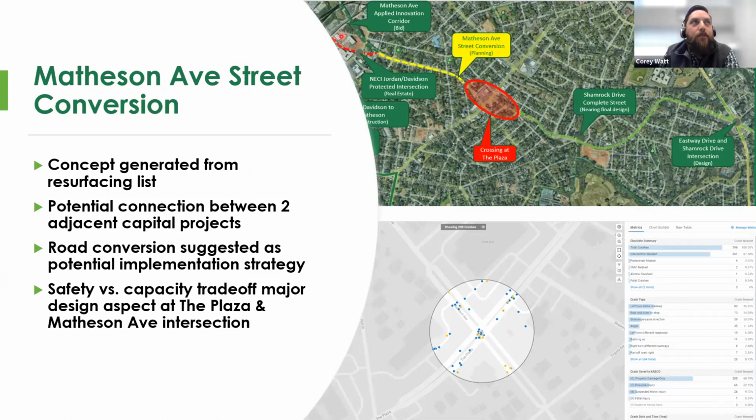We have a couple of other bicycle projects, and I'm going to talk about this protected intersection at the end of my presentation. But we needed to come up with a way to connect everything that we were investing in here in terms of bicycle infrastructure to what we were investing over here. The first concept that came to light to do this was that this section of Matheson Avenue was up for resurfacing. And whenever you're looking at resurfacing a street, street conversions are a popular alternative to look at.